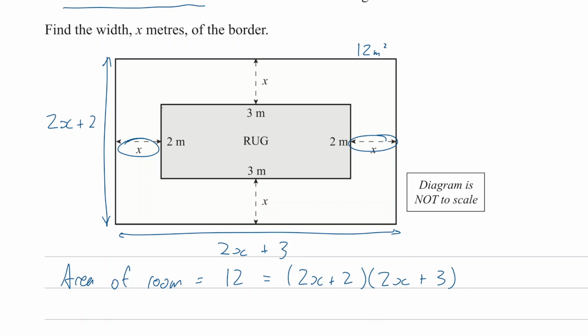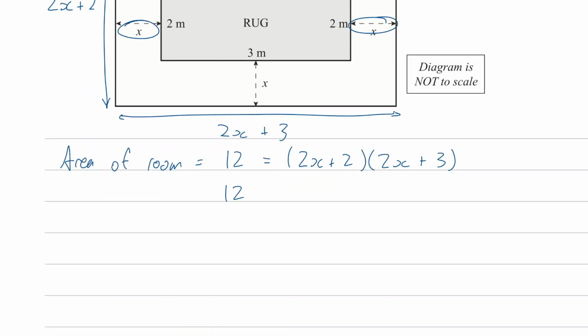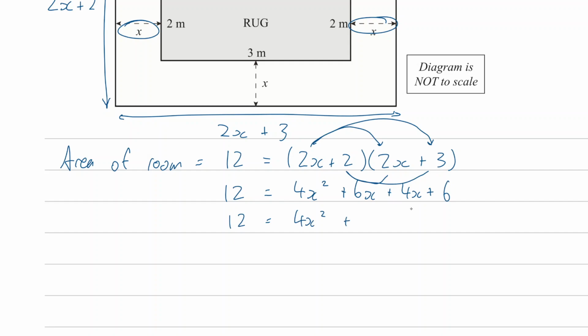And from here, we can expand the right-hand side and form a quadratic equation, which we can then solve. So let's do that. Expanding the right-hand side using FOIL, we get 4x squared plus 6x plus 4x plus 6, grouping like terms. 6x plus 4x is 10x plus 6. And then you might get to here thinking, all right, let's factorize. No, we are not in standard form.